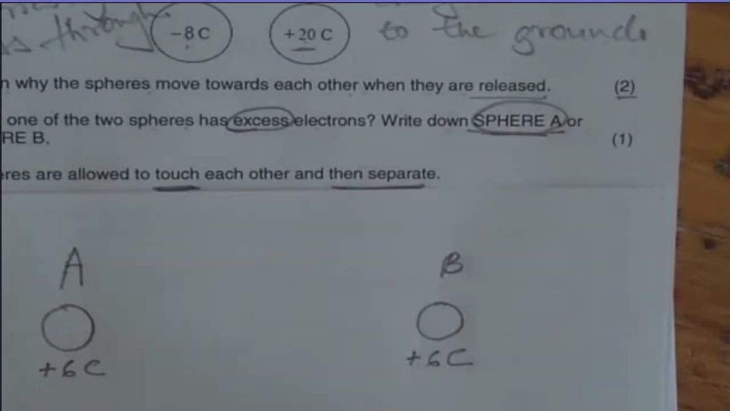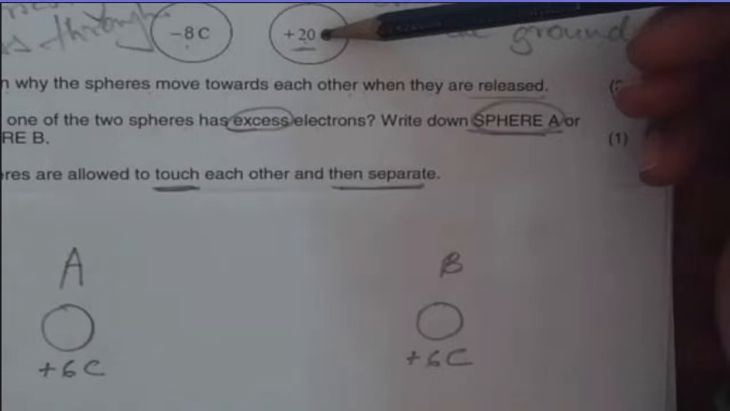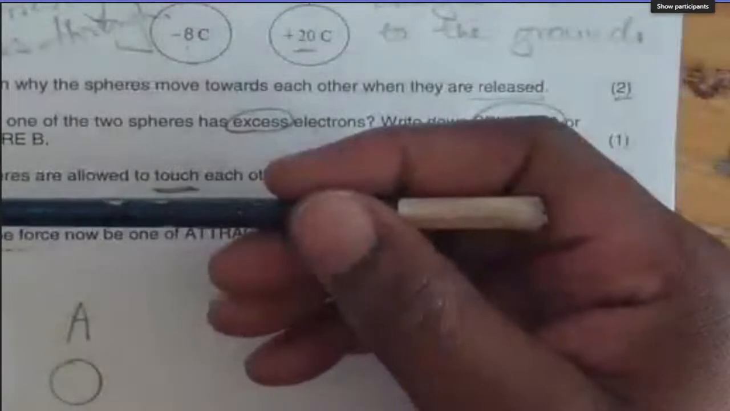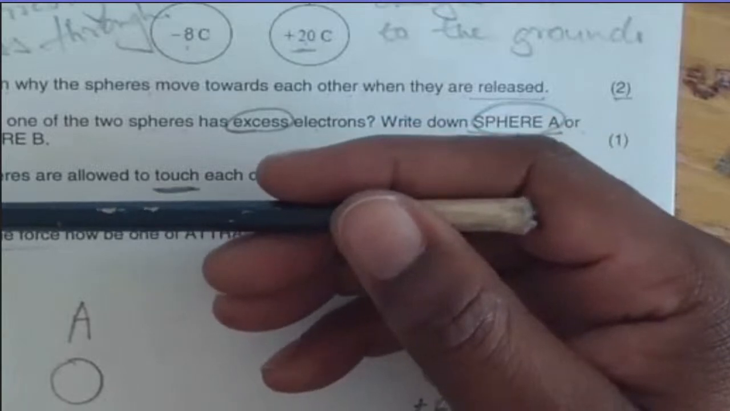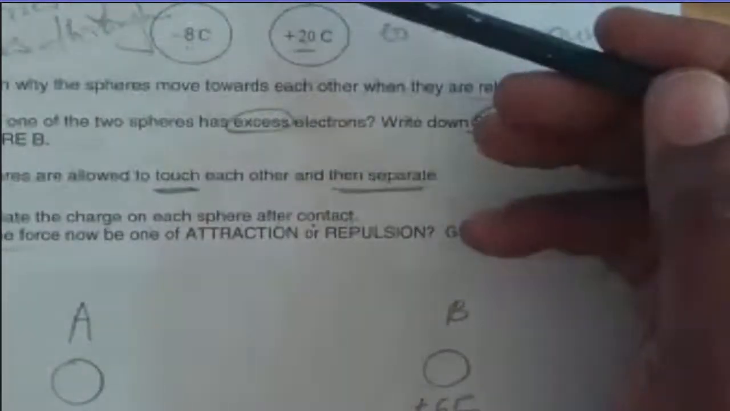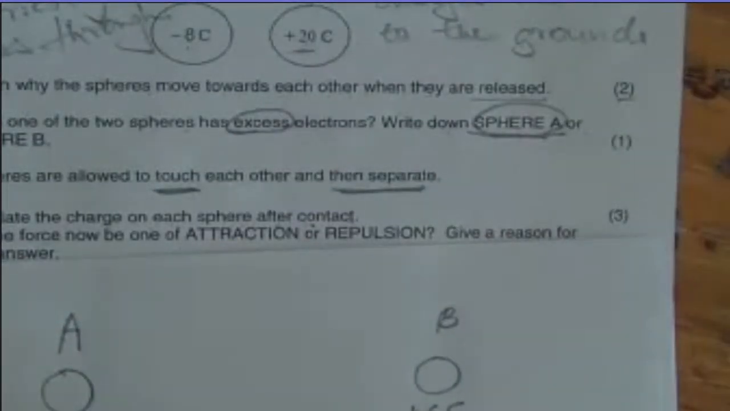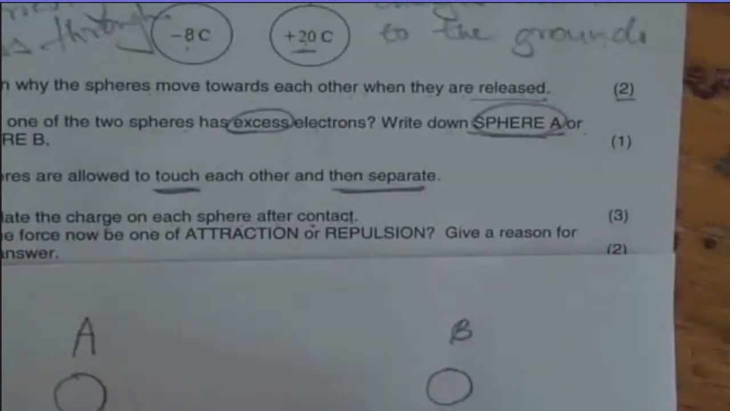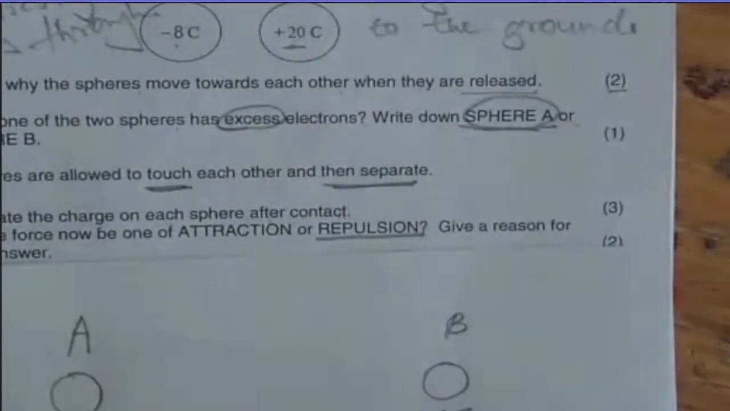After they made the contact and separated, now you need to consider, you're not going to take -8 coulomb and positive 20 coulomb. Why? Because this statement 5.2.2 is now part of 5.2.1. You can't go back to 5.1; after they made contact and separated, you are using the new charges. So if I'm having positive and positive, what will be the force there? It will be the force of repulsion.